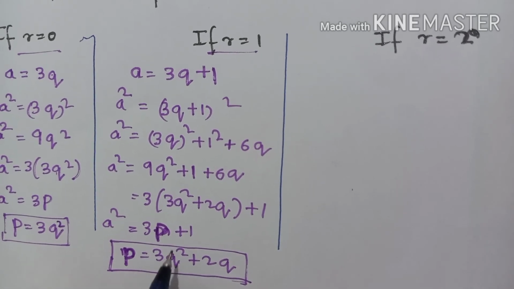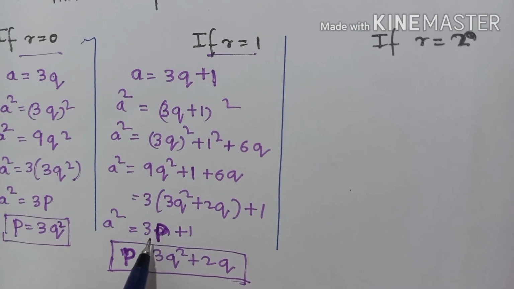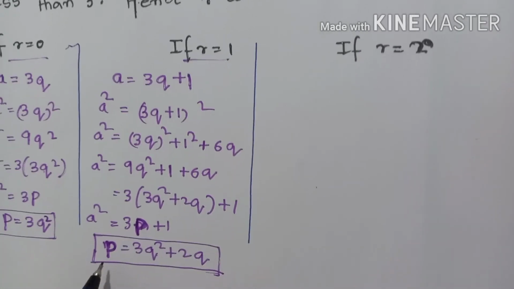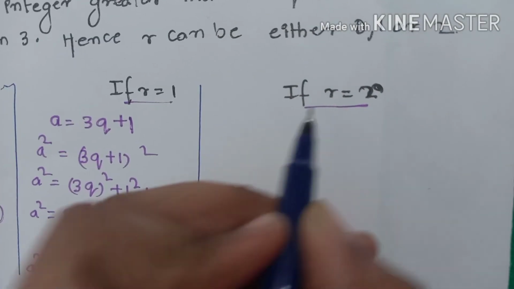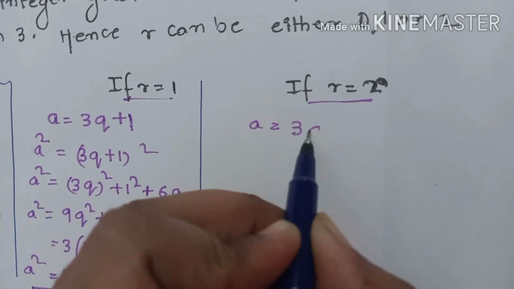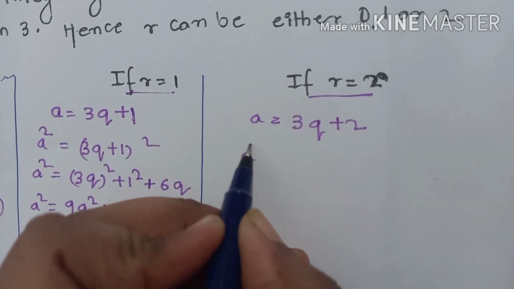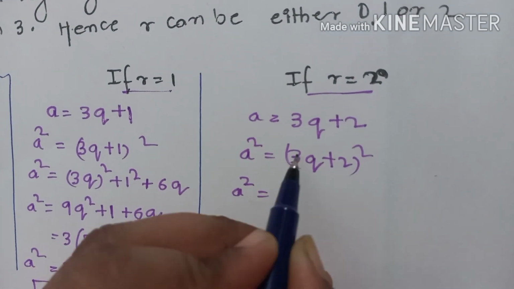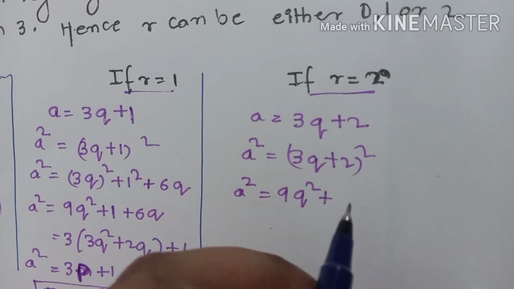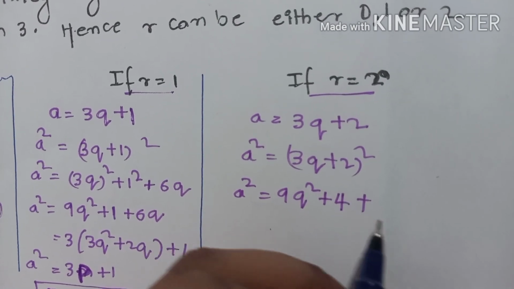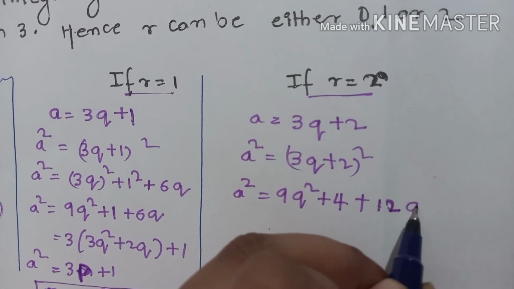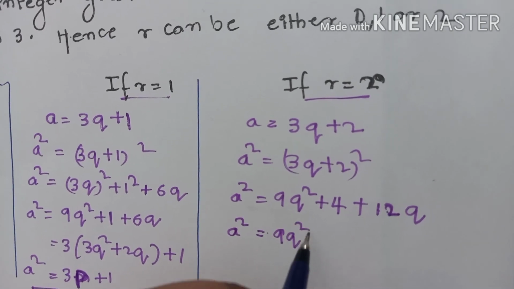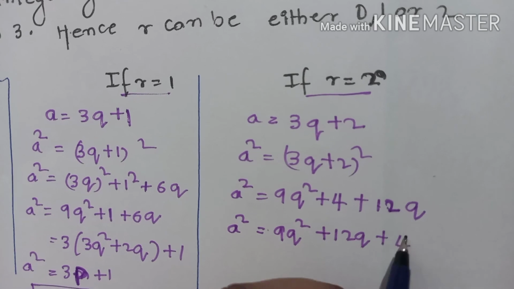The constants will definitely be changed in the exam; they won't give us p or something, but the constants will be changed. Now here it is p, so we are using p. So be careful with the constants. Now next, if r is equal to 2, a is equal to 3q plus 2. Now same, a square is 3q plus 2 whole square. A square is equal to 3q square is 9q square plus 2 square is 4, and next 2ab, that is 12q. Now a square is equal to 9q square plus 12q plus 4.